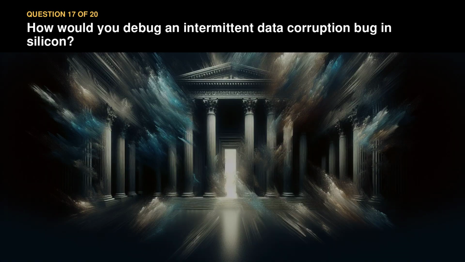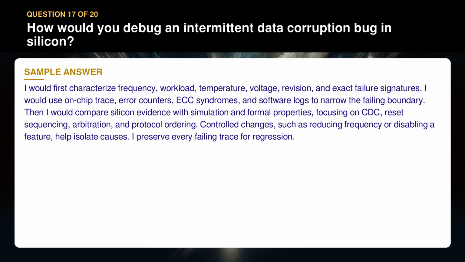Question 17. How would you debug an intermittent data corruption bug in silicon? I would first characterize frequency, workload, temperature, voltage, revision, and exact failure signatures. I would use on-chip trace, error counters, ECC syndromes, and software logs to narrow the failing boundary. Then I would compare silicon evidence with simulation and formal properties, focusing on CDC, reset sequencing, arbitration, and protocol ordering. Controlled changes, such as reducing frequency or disabling a feature, help isolate causes. I preserve every failing trace for regression.